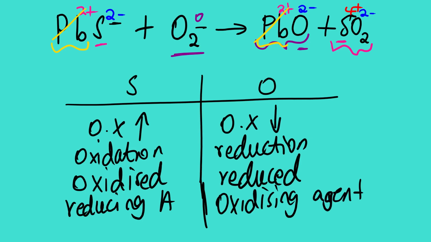So we can say the element that undergoes reduction is an oxidizing agent. The element that undergoes oxidation is a reducing agent.